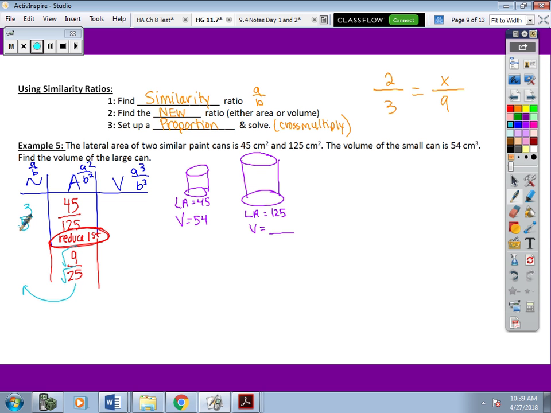Don't write a proportion yet. That was just step 1, find the similarity ratio. Now we want to find the new ratio. They want us to find the volume. So we now have to find the volume ratio, which would be 3 cubed over 5 cubed, which is 27 over 125.